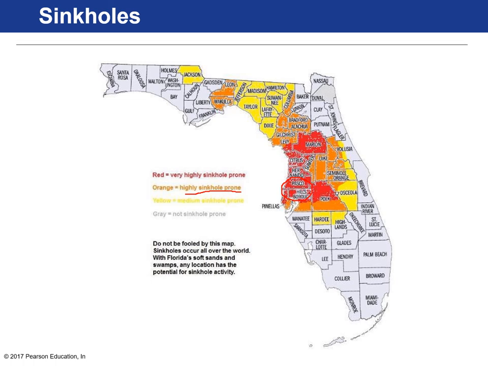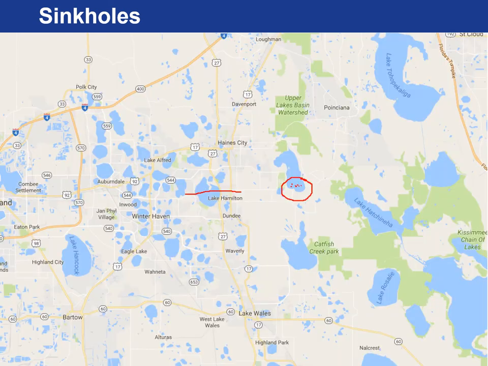And a lot of the sinkholes will form around well fields, because what well fields do is they pump out a lot of water, so they create that cone of depression. And when you lower the water table, that will cause the ground to subside a little bit, and then you can have some sinkholes form.